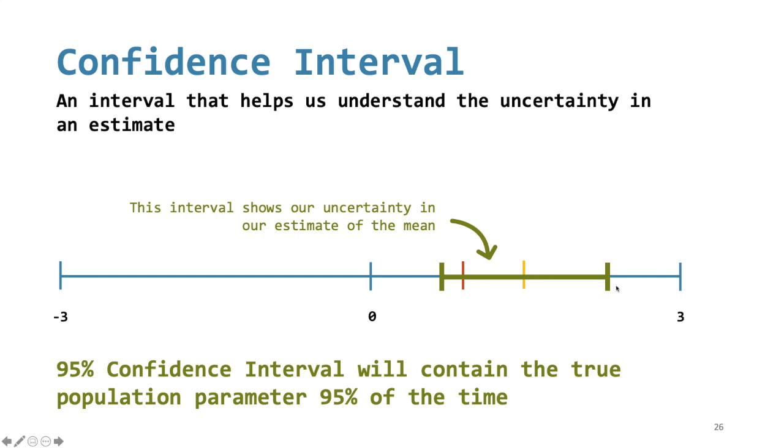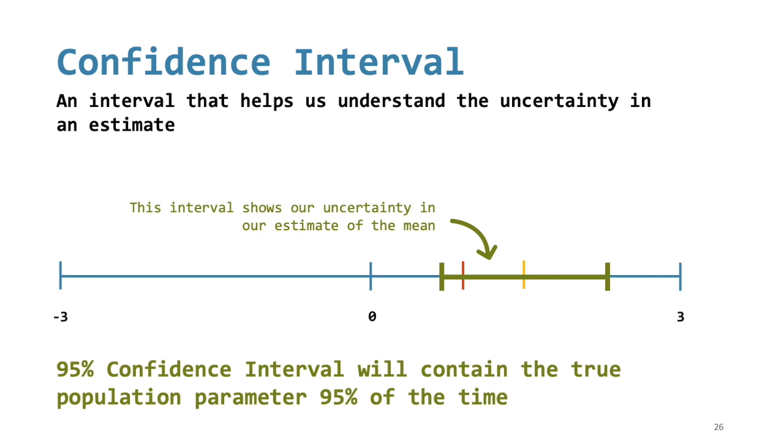So let's say this is our 95% confidence interval. This is our upper bound, as it's called. And here's our lower bound. So a 95% confidence interval will contain the true population parameter 95% of the time.